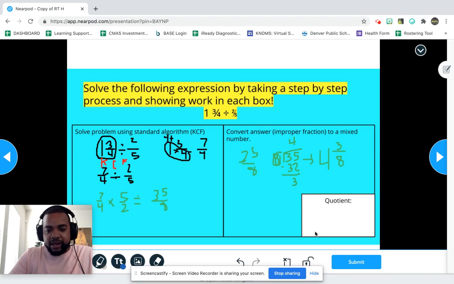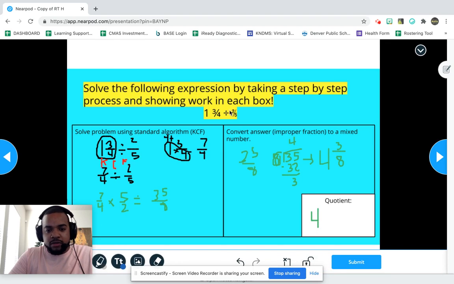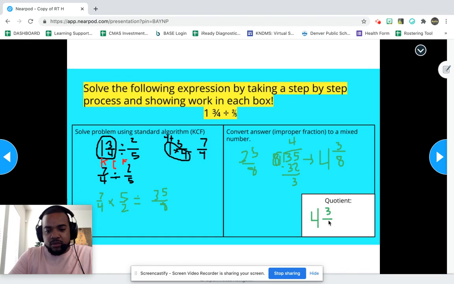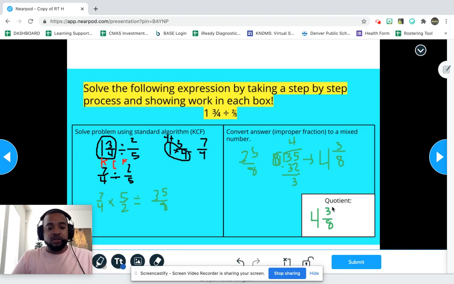So my actual answer, when I divide 1 3/4 by 2/5, means that I have 4 whole groups and 3/8 as an answer. So this is the work I want to be seeing on your end. I want to see you taking the steps, showing me each step of the process. Notice how I showed how I converted my mixed number to an improper fraction. I labeled my expression, then I rewrote it to show that I'm multiplying now, got my improper fraction, went ahead and divided it, got my answer.